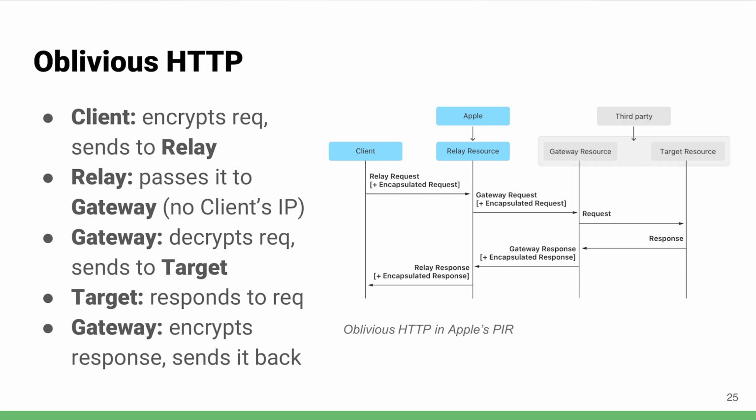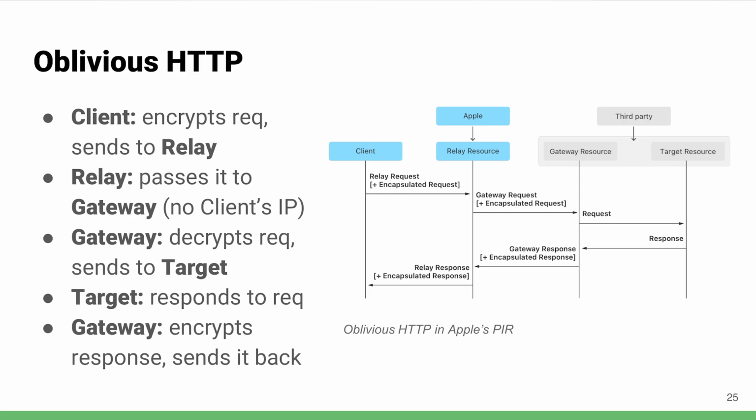It separates the client from the server using four parties. The client, the user device; the relay, which belongs to Apple; the gateway, which belongs to the developer; and the target server, PIR or privacy path. The client encrypts the request for the gateway so that only the gateway can decrypt it. And the relay that belongs to Apple just forwards it.